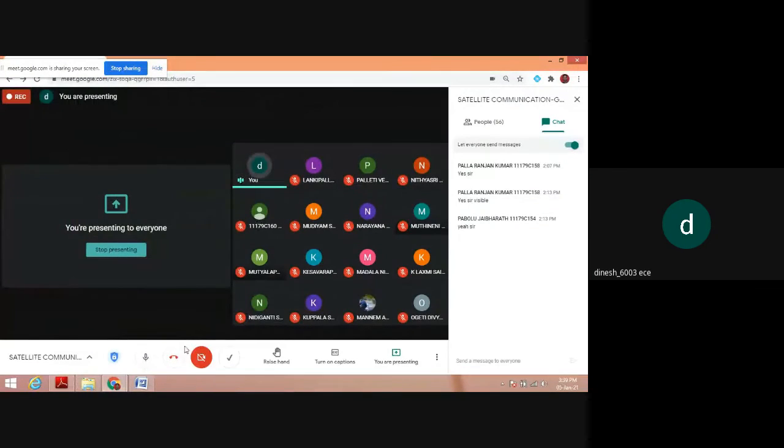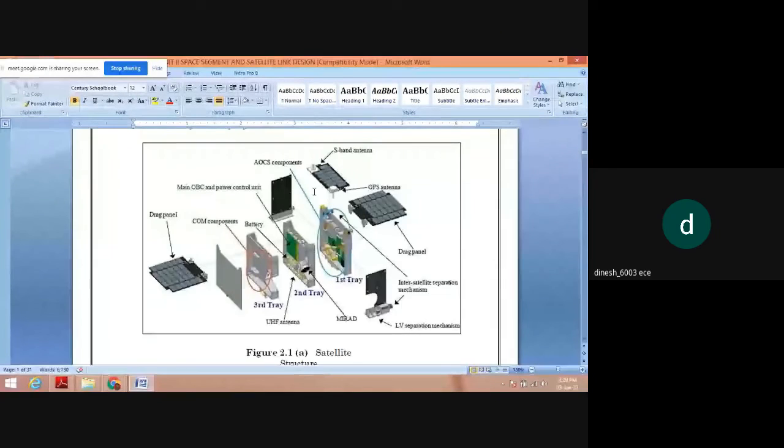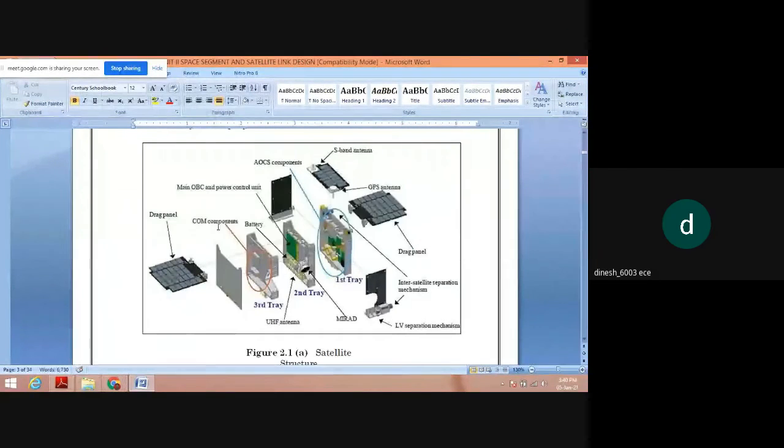So since there are no queries, I would like to show you a diagram of the satellite structure. The satellite structure which is being separated into parts. You can see right from the left hand side we have a drag panel, which is meant for generating power, solar panels. Then we have the COM components, which consists of a third tray, having the communication components.